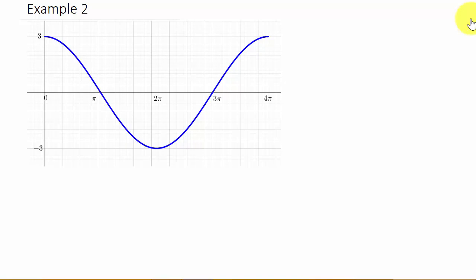Alright, so let's look at modeling trig functions. We're given the graph and they want us to come up with the function. I've got 8 different videos. Each problem is going to have its own video.